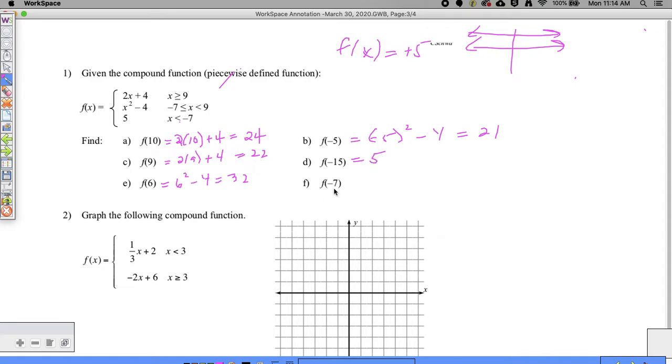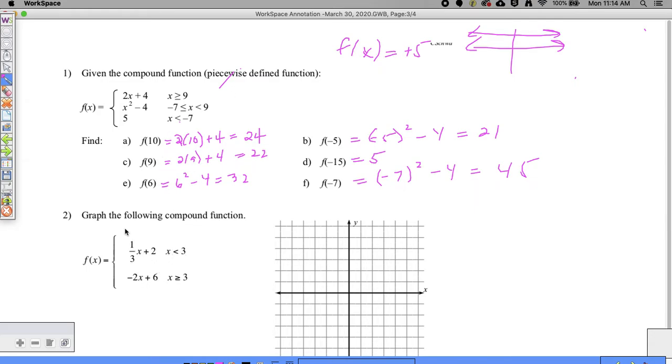And then if I want to find f of -7, noticing that this one doesn't have the equal sign and this one does, it's going to get plugged into this function. So this is going to be equal to -7 squared minus 4. So 49 minus 4 is 45. And that's how we go about addressing those issues, okay? Now, down here, we want to actually graph the piecewise function. We'll graph this piecewise function on Desmos when the time comes.